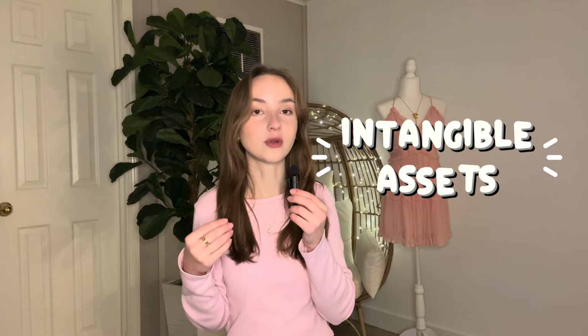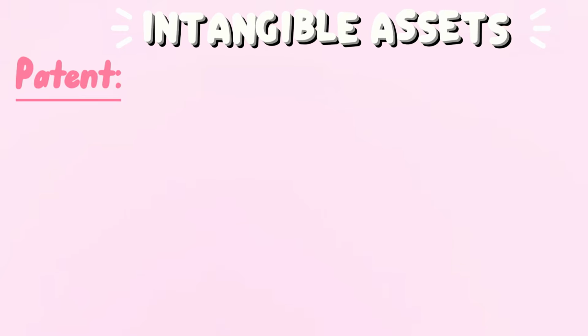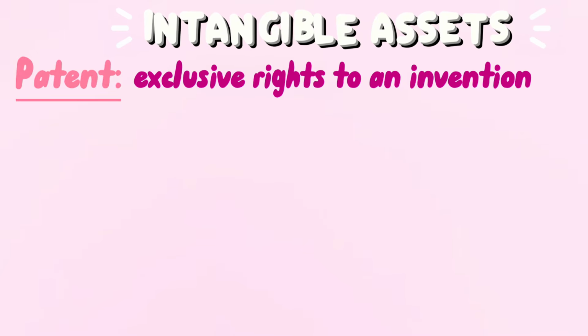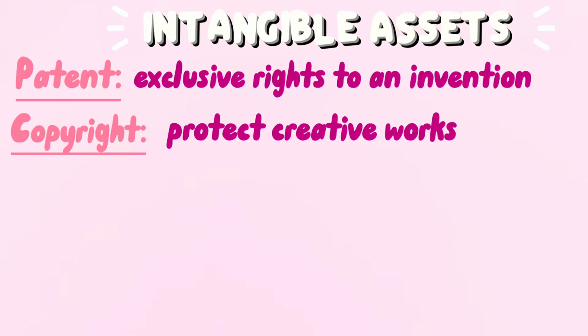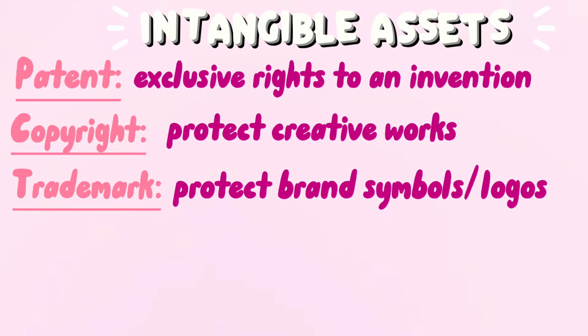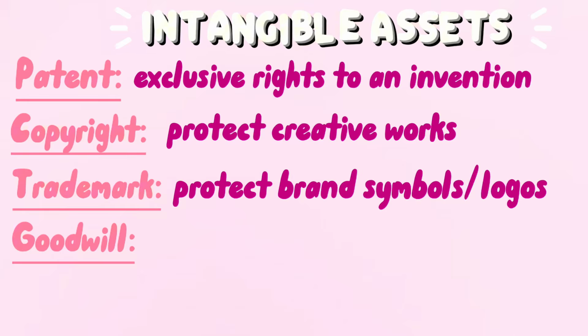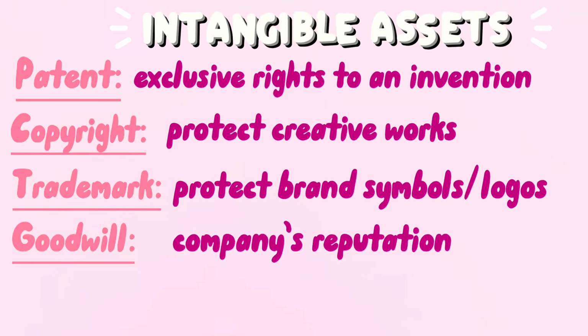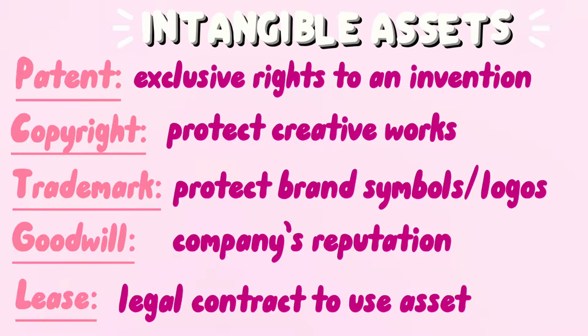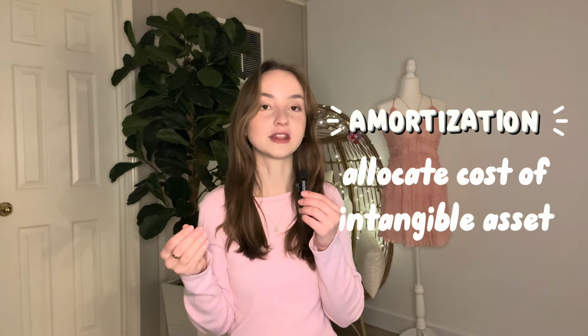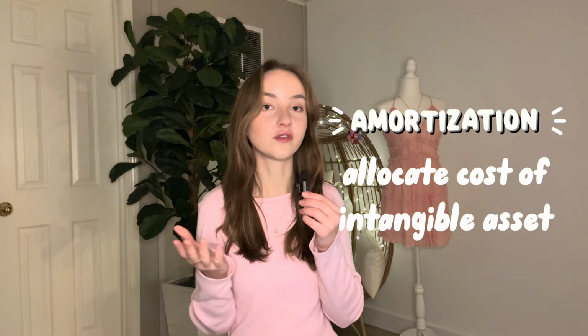Our machinery and our equipment are tangible assets, but a company can also have intangible assets that they own and that have value. A patent is an intangible asset that's giving you exclusive rights for your invention. Copyright protects your creative inventions like books, music, or videos. A trademark will protect your brand name, logos, or symbols. Goodwill is a representation of a company's reputation and its customer loyalty. And then to use an asset, we can create a contractual agreement known as a lease. Very similar to straight line depreciation, amortization will allocate the cost of an intangible asset over its useful life.